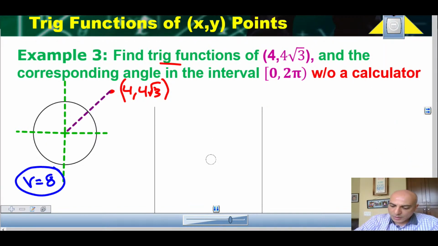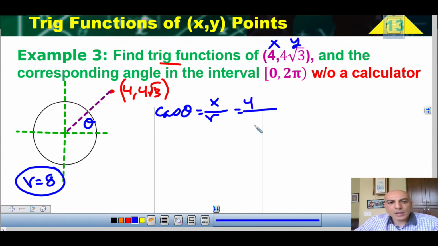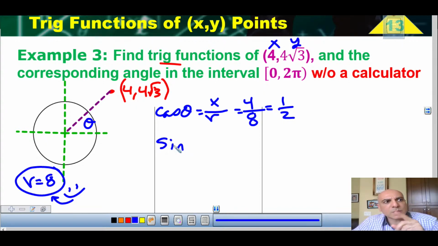And let's do, first of all, let's go with cosine. Cosine theta, this angle here, is going to be x over r. Well, I know my x. This is x. This is y. X is 4. R, we just found R. It's over here, 8. Which is, by the way, going to give you 1 over 2. Cosine is 1/2. Interesting. That makes me think a little bit. I've seen something like that before.